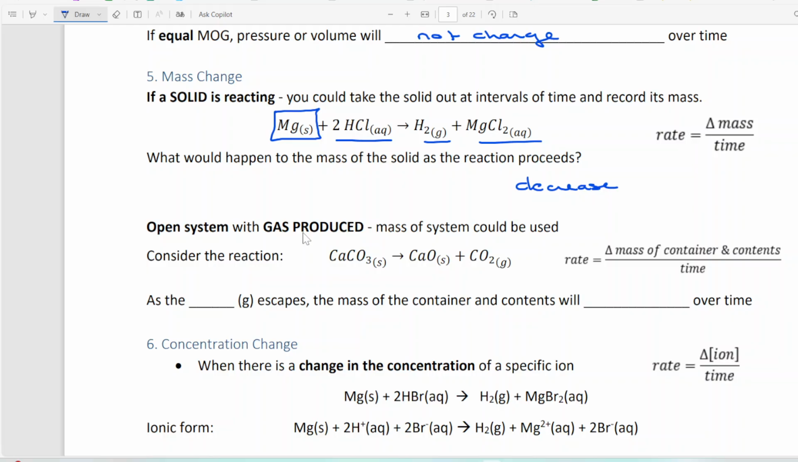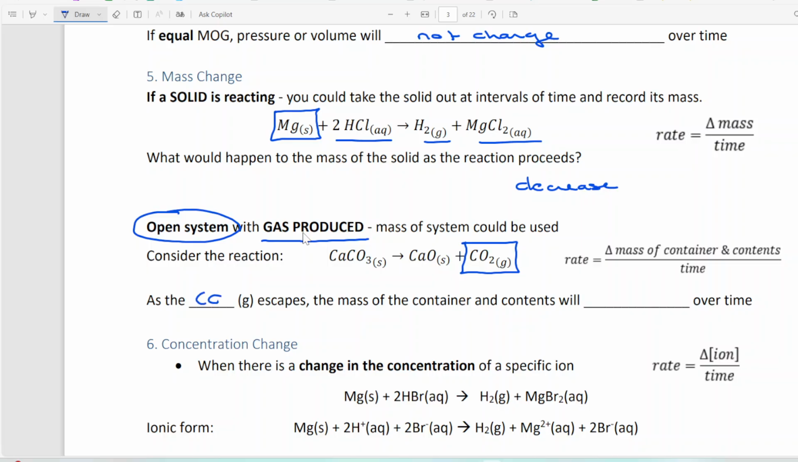Now that would be quite difficult to do. And so instead, what often happens is that if you have an open system with gas produced, you can just look at the mass of a system. So instead of having to take out an individual reactant like the magnesium solid, you could have something like calcium carbonate breaking down to calcium oxide and carbon dioxide. And so you've got this gas being produced. If you have an open system where the gas is allowed to escape, then what would happen to the mass of your system over time?